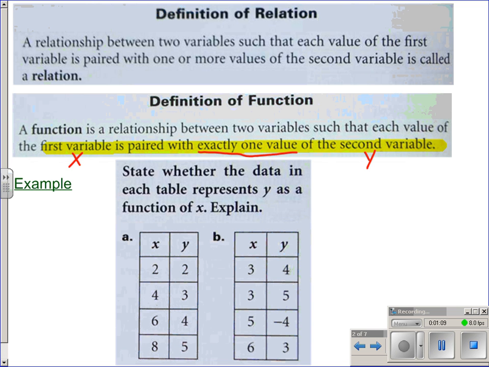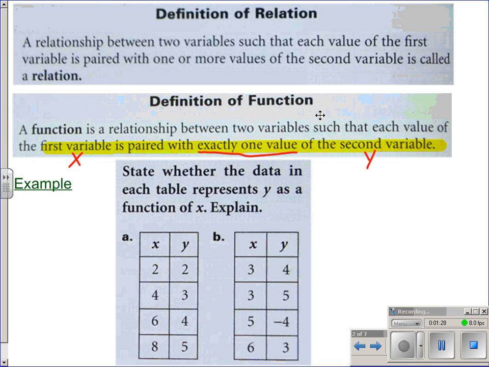So functions can be displayed as equations, as a graph, as a table like you're seeing here. Lots of different ways to view a function, but we're still looking for the same thing to say, yes, it is a function. And that's what we want here in this example. In part A, does this table represent a function?